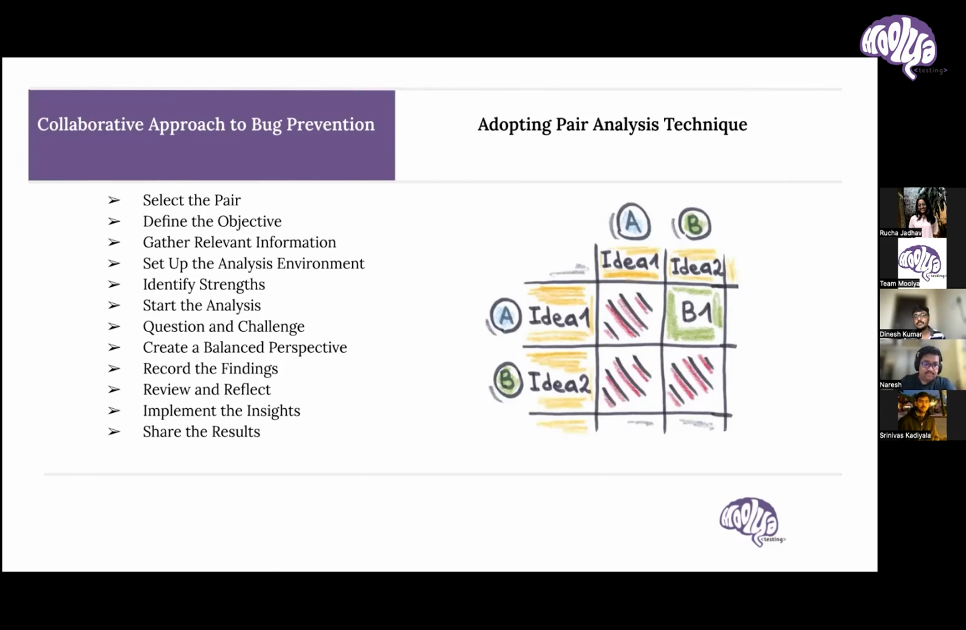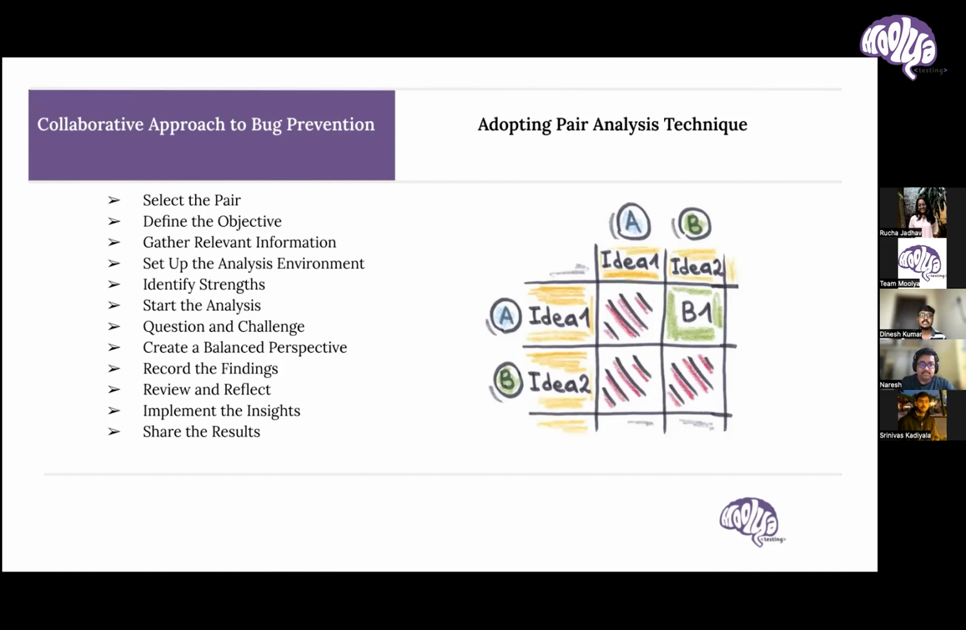And of course, record the findings. This is the documentation of your pair analysis technique, right? It will serve as a valuable reference and help in presenting the results to others if necessary. Review and reflect, right? Once you are done with the analysis, take some time to review the findings and reflect on the process. Evaluate the effectiveness of the pair analysis technique in achieving the desired objective, and identify areas for improvement in the next pair analysis.